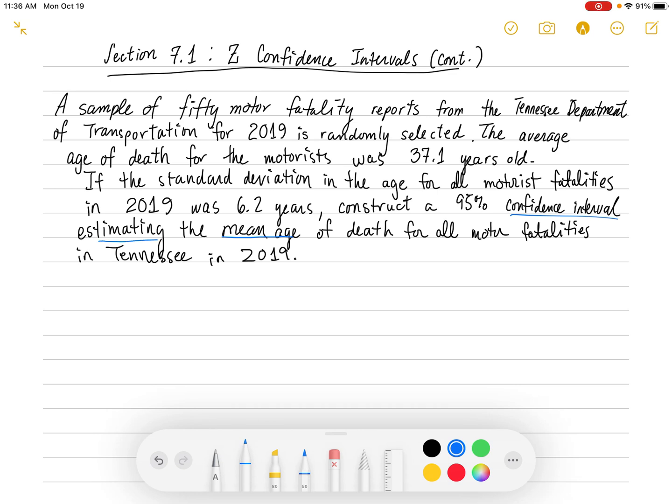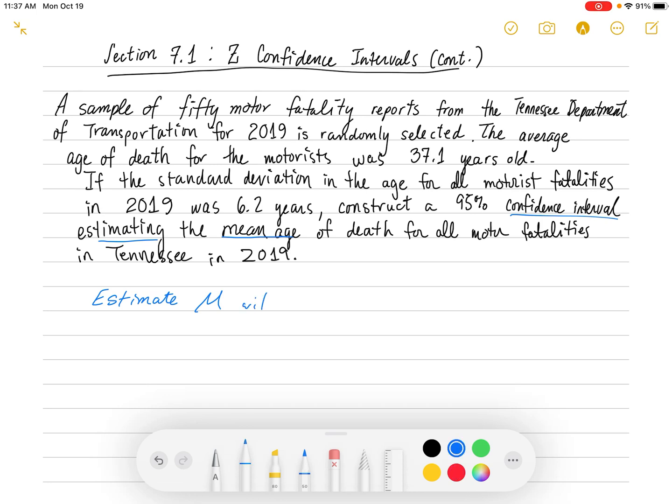So we want to find the mean age of death. We want to estimate it, right, with a confidence interval. So I want to estimate mean, right? Estimate mean with a confidence interval.